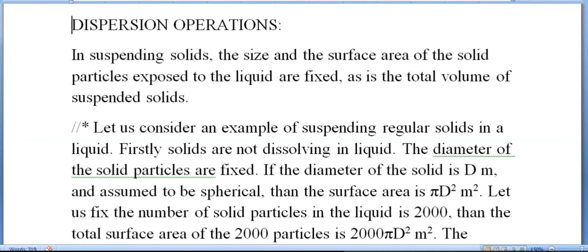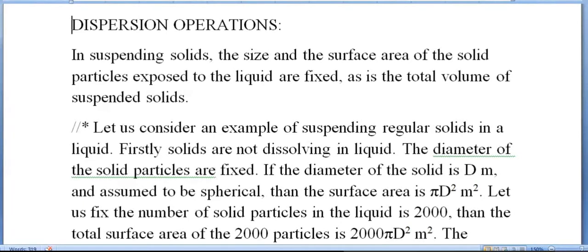Let us go with a solid catalyst. Size of the particle is 1 millimeter. When I say catalyst, let us assume that it is spherical in nature. So you have a spherical particle whose diameter is 1 millimeter. Please calculate its surface area. Why are you calculating surface area? Since the solid is dispersed in liquid, only the surface will be exposed to the liquid. So the most important thing is the surface area which is exposed to the liquid.